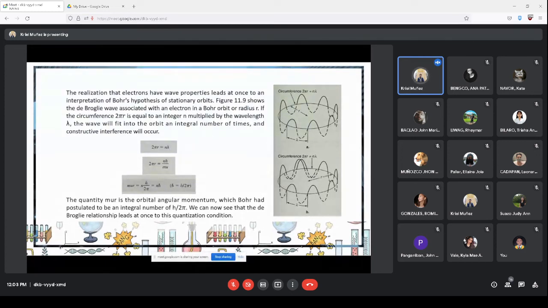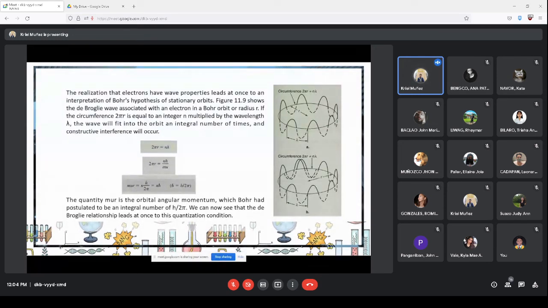Okay? So we have 2 pi r is equal to n times h over mu, galing ito dun sa ating expression for wavelength sa de Broglie duality principle natin. So we have h over mu. And then, of course, after checking, we have mur, which is the angular momentum natin, equal to nh over 2 pi, or n h bar. Okay, so this quantity mur is the orbital angular momentum, kung makikita nyo kanina, which Bohr had postulated to be an integral number of h over 2 pi.